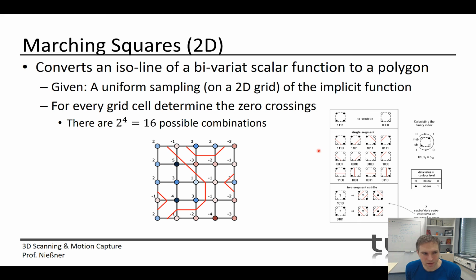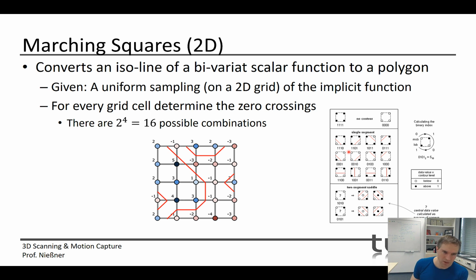So in 2D, for one cell, you have 4 corner points. Each corner point can be negative or positive. That means there are 2 to the power of 4 possible combinations, right? So it's 16 possible combinations of how, for one cell, these intersections can happen or not happen. And this is a table. Based on this table, you know where and how to create the respective polygons out of it.